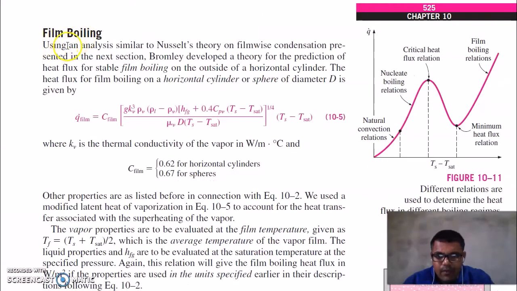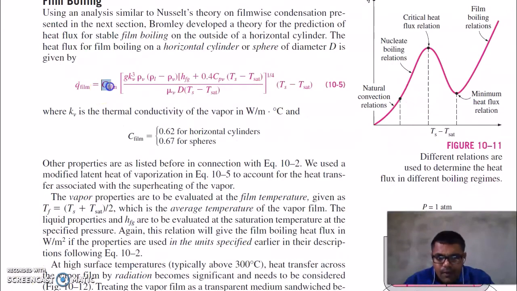Film boiling: using an analysis similar to Nusselt theory on film-wise condensation, presented in the next section, Bromley developed a theory for the prediction of heat flux for stable film boiling on the outside of a horizontal cylinder. The heat flux for film boiling on a horizontal cylinder or sphere of diameter d is given by this value, where C film depends on the type of geometry. For a horizontal cylinder it is 0.62 and for a sphere it is 0.67.